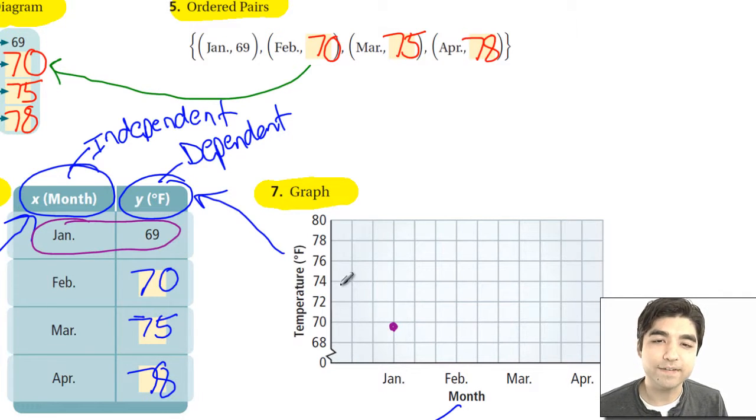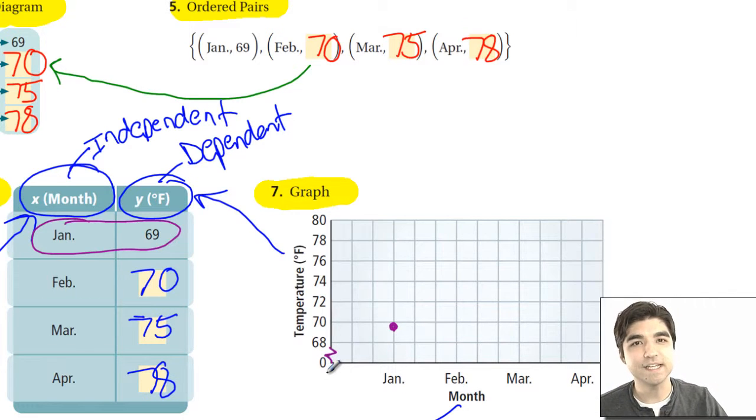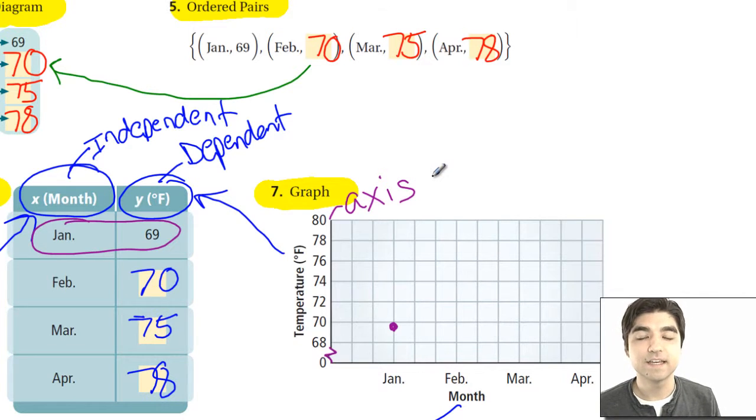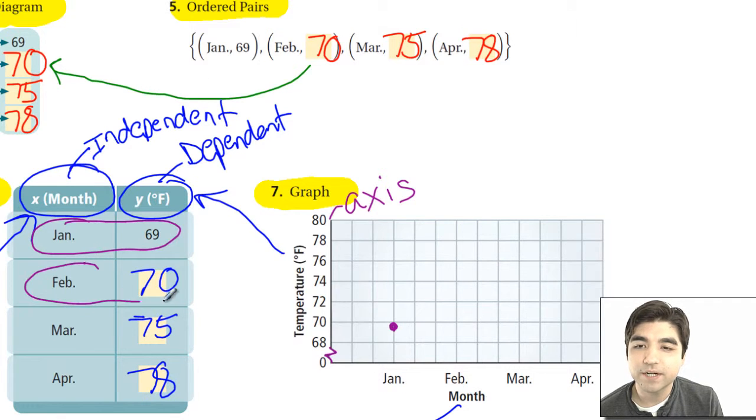And here's a little graphing tip. See how they have this little squiggly right here? That allows you, if your data is really big on one axis, this is the y-axis, you can draw that little lightning bolt squiggly, and then you can start the data at some other values. So that's a little pro tip there. So then we have, let's see, February is 70 degrees Fahrenheit, 70. March is 75. And April is 78.